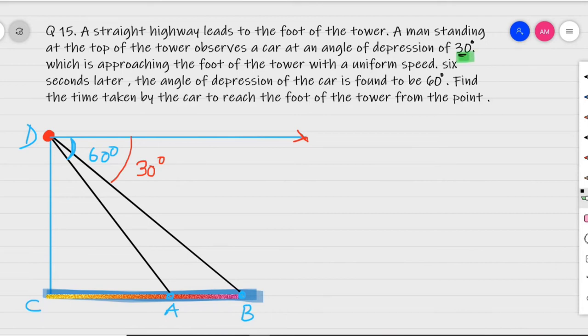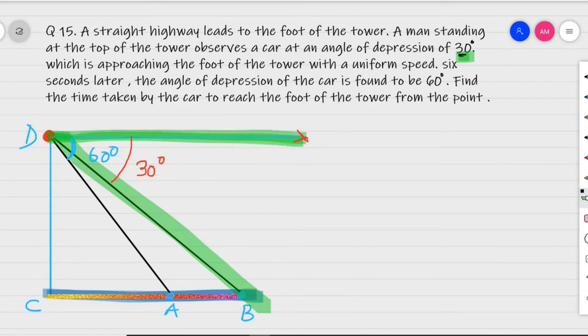Now see, angle of depression 30 degrees means he is looking at the car which is at the angle of depression 30 degrees. That means from here the man is looking down to B, and the angle of depression is 30 degrees. That means from B you have to draw a horizontal, straight line. So this is your 30 degrees.